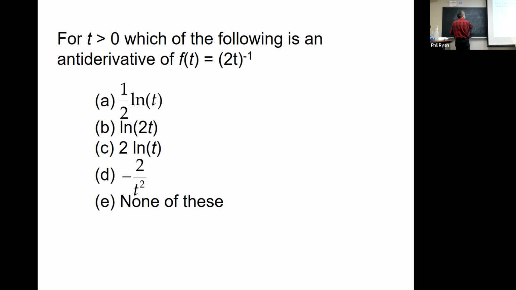What about 2 ln of t? What's the derivative of ln of t? It's 1 over t, because t is our variable, right? So the 2 stays on top. But 2 is not on top here. So this doesn't work.